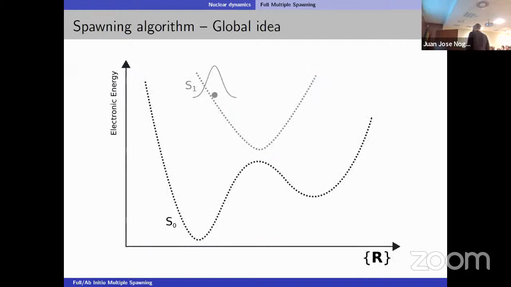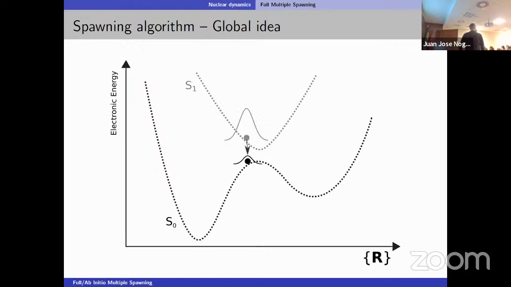You start here with one of these Gaussians. So that's my little symbol here for a Gaussian, and the dot here is the center of this Gaussian that will move classically, okay? So this little Gaussian here will move classically, followed down here, here is this potential, okay? And when you reach this region here where you have a coupling between different states, what you're gonna do is to spawn a new function.